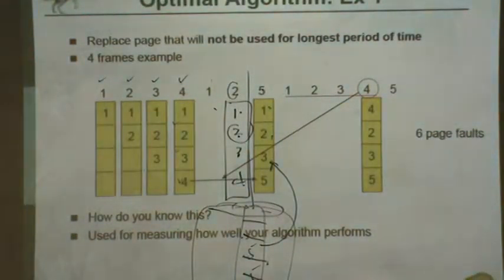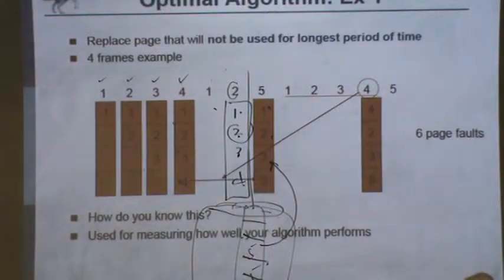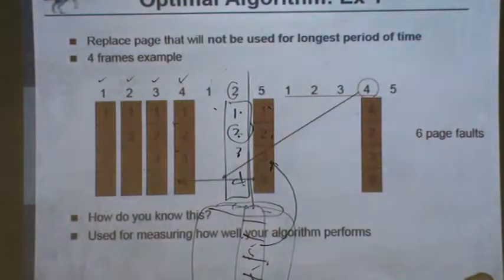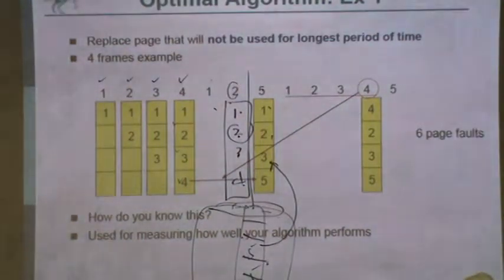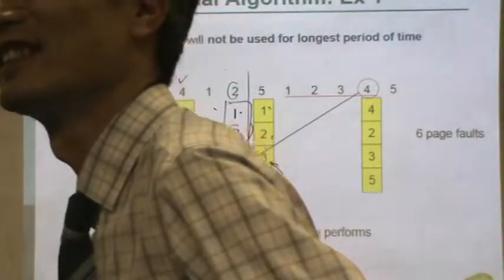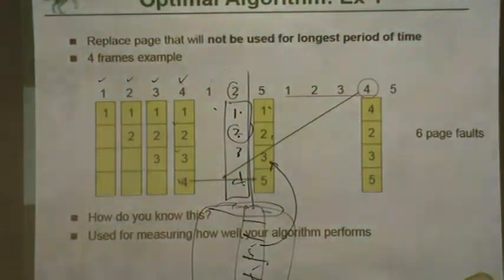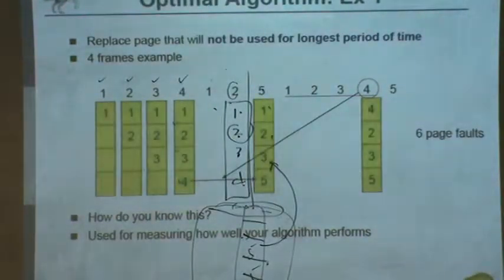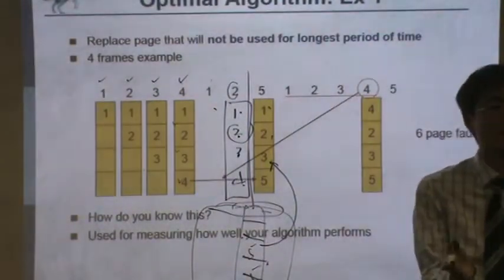Is there any better way? Better than the optimal algorithm? No, this is the best performance, the algorithm with the fewest page faults in page replacement. What can be the problem? How can we determine the future? It's based on the future. In a real implementation, in a real operating system, how do you know?